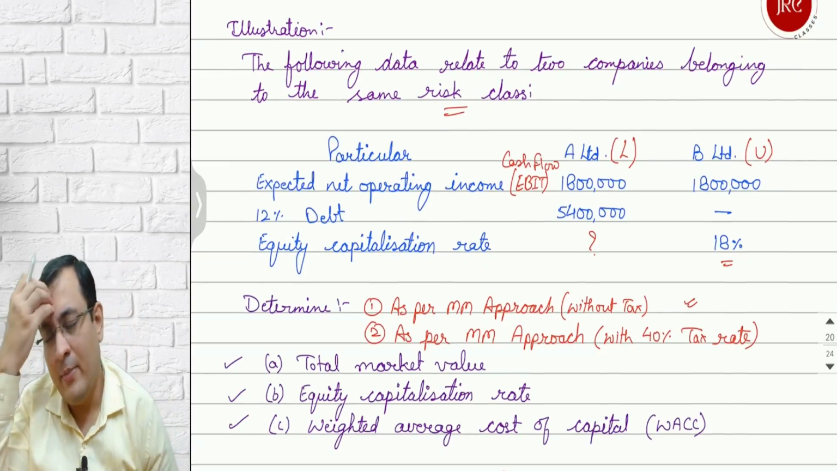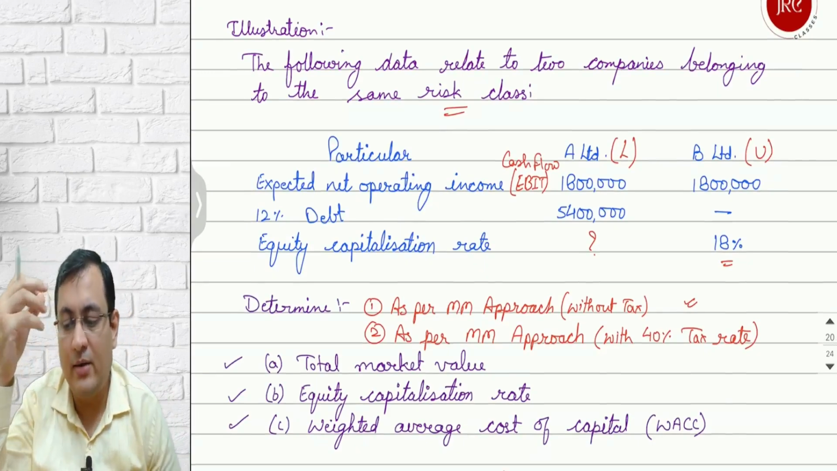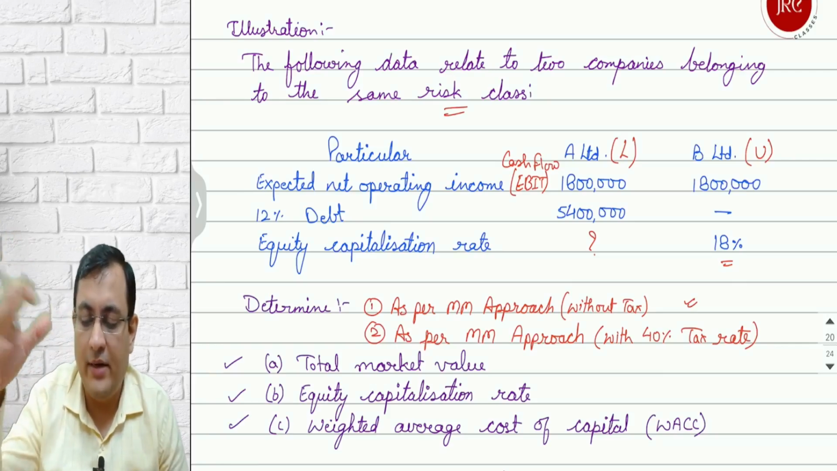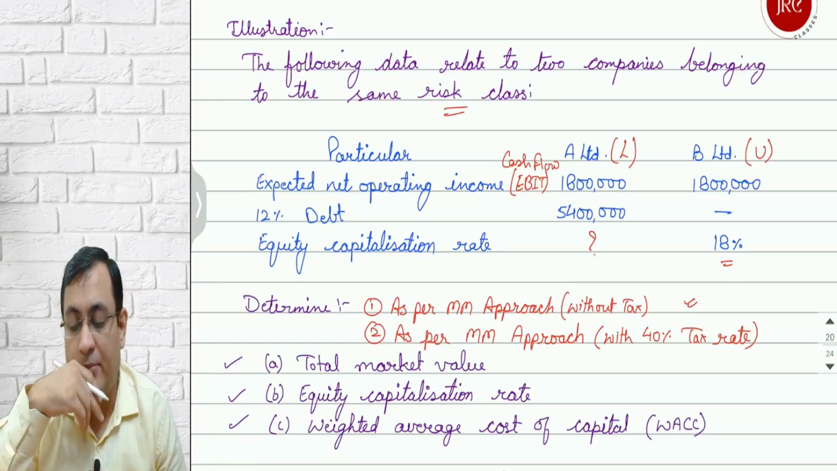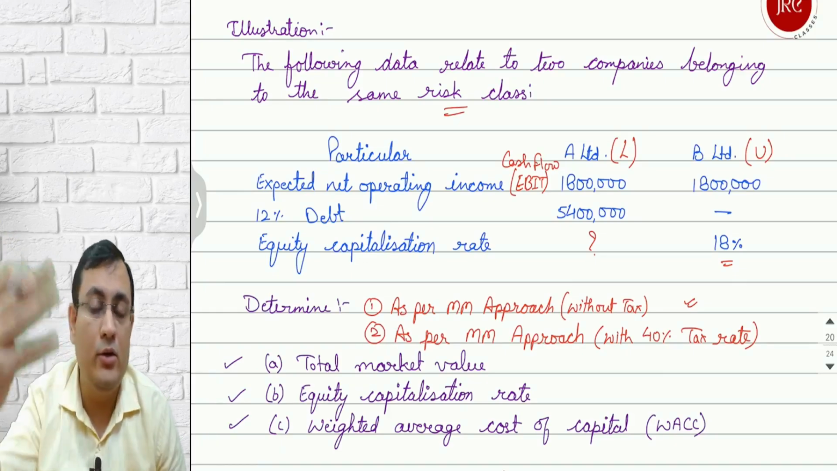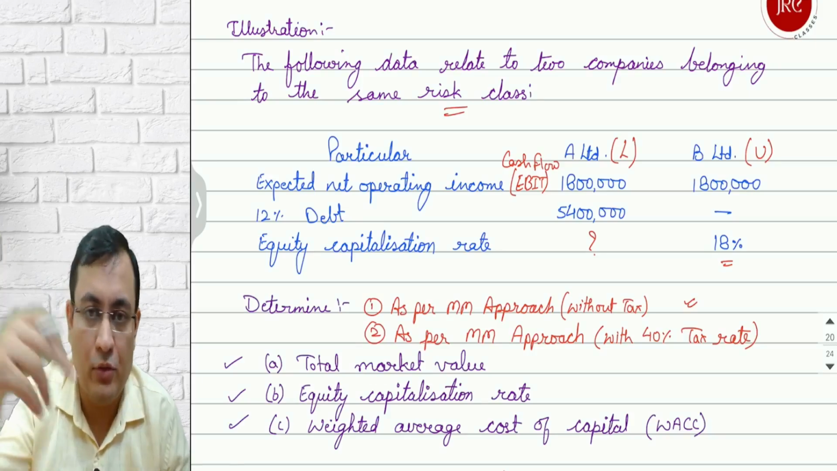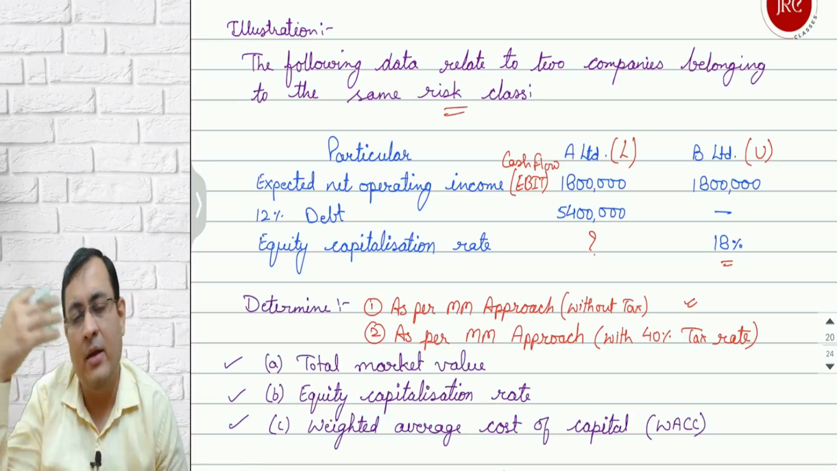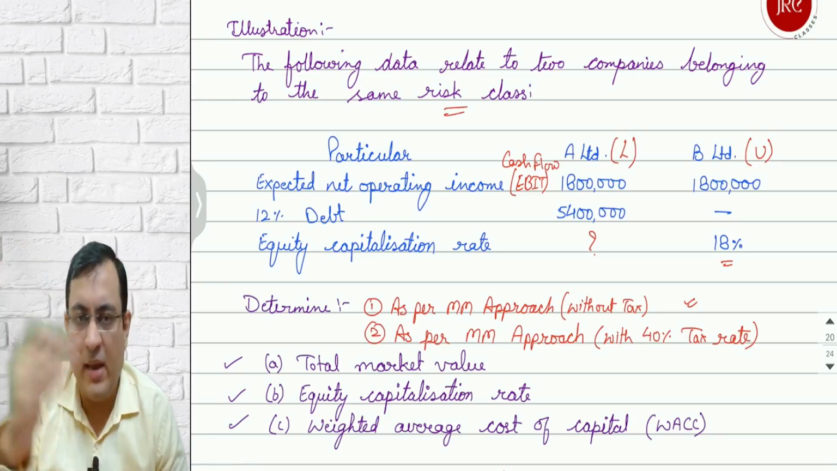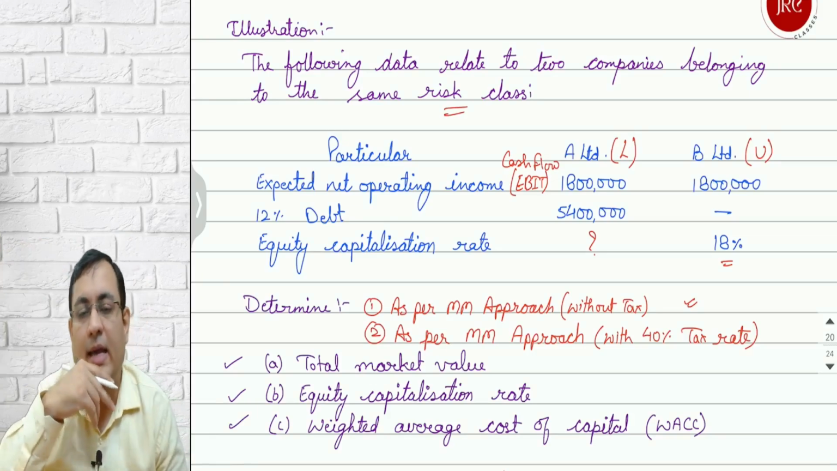Question may change in this way, that company B Limited is an unlevered company. It is generating a cash flow of 18 lakh with a cost of capital of 18%, and now they are thinking to introduce a 12% debt of 54 lakh. What will be the impact on WACC? What will be the impact on value of firm? What will be the impact on cost of equity? Same question with the different way they can ask.